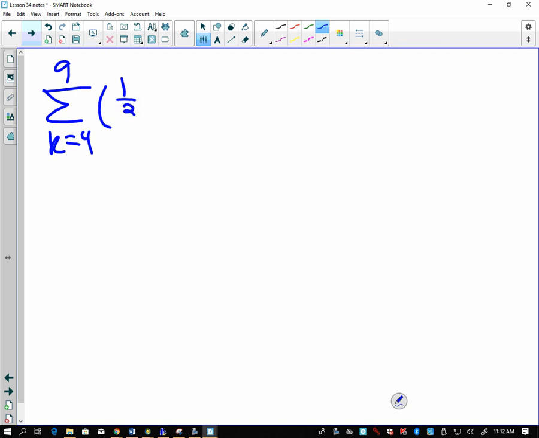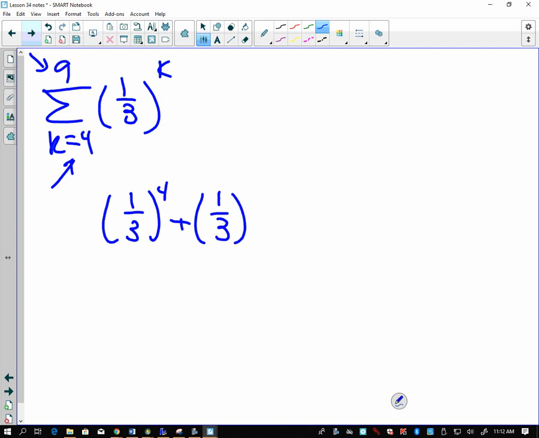Okay, but sum, what does sum mean? Add, okay? So what this tells me is that I'm going to start, my minimum is the number 4, my maximum is the number 9, okay? Then I'm going to plug in the minimum, right? So I got 1/3 to the 4th. That's my first one. And I'm going to go by integers all the way up to the maximum. So plus 1/3 to the what? What's after 4?